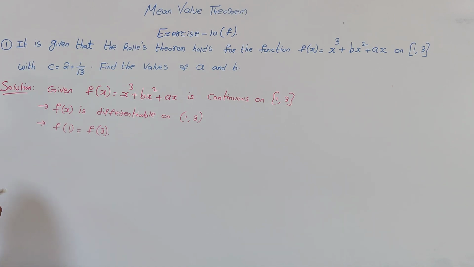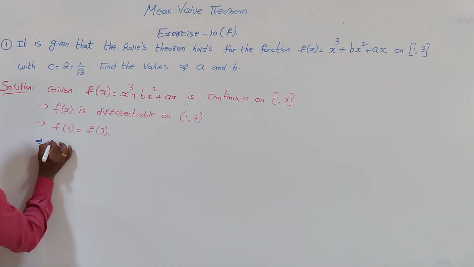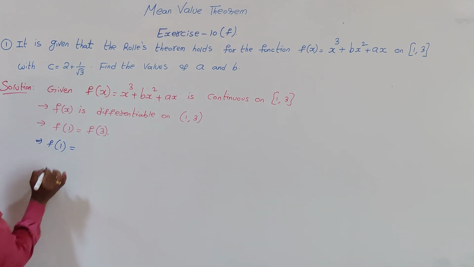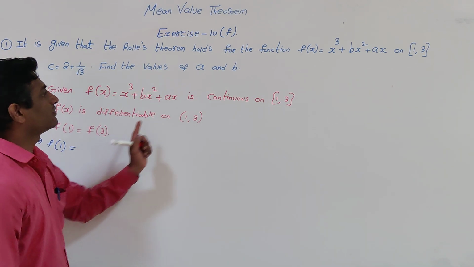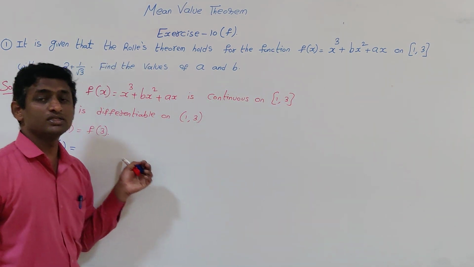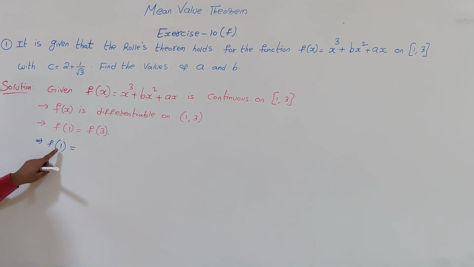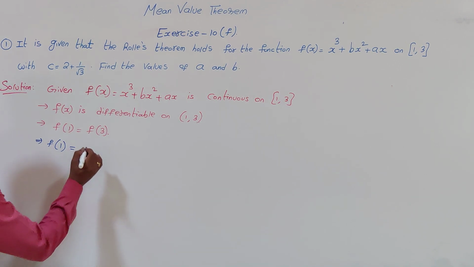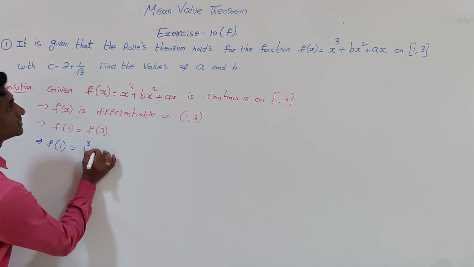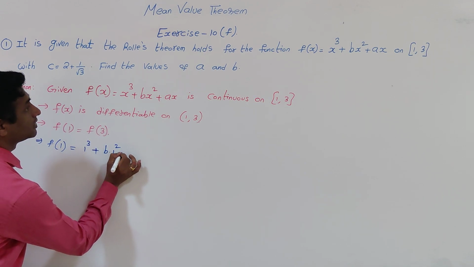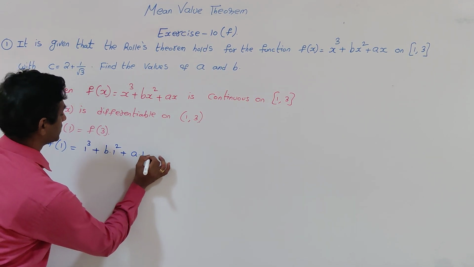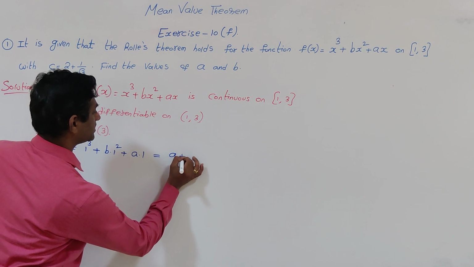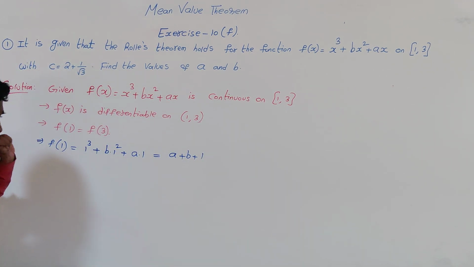So what is f of 1? Substitute x as the input; if x is equal to 1, then what is the output? 1 cube plus b into 1 square plus a into 1, which gives a plus b plus 1.